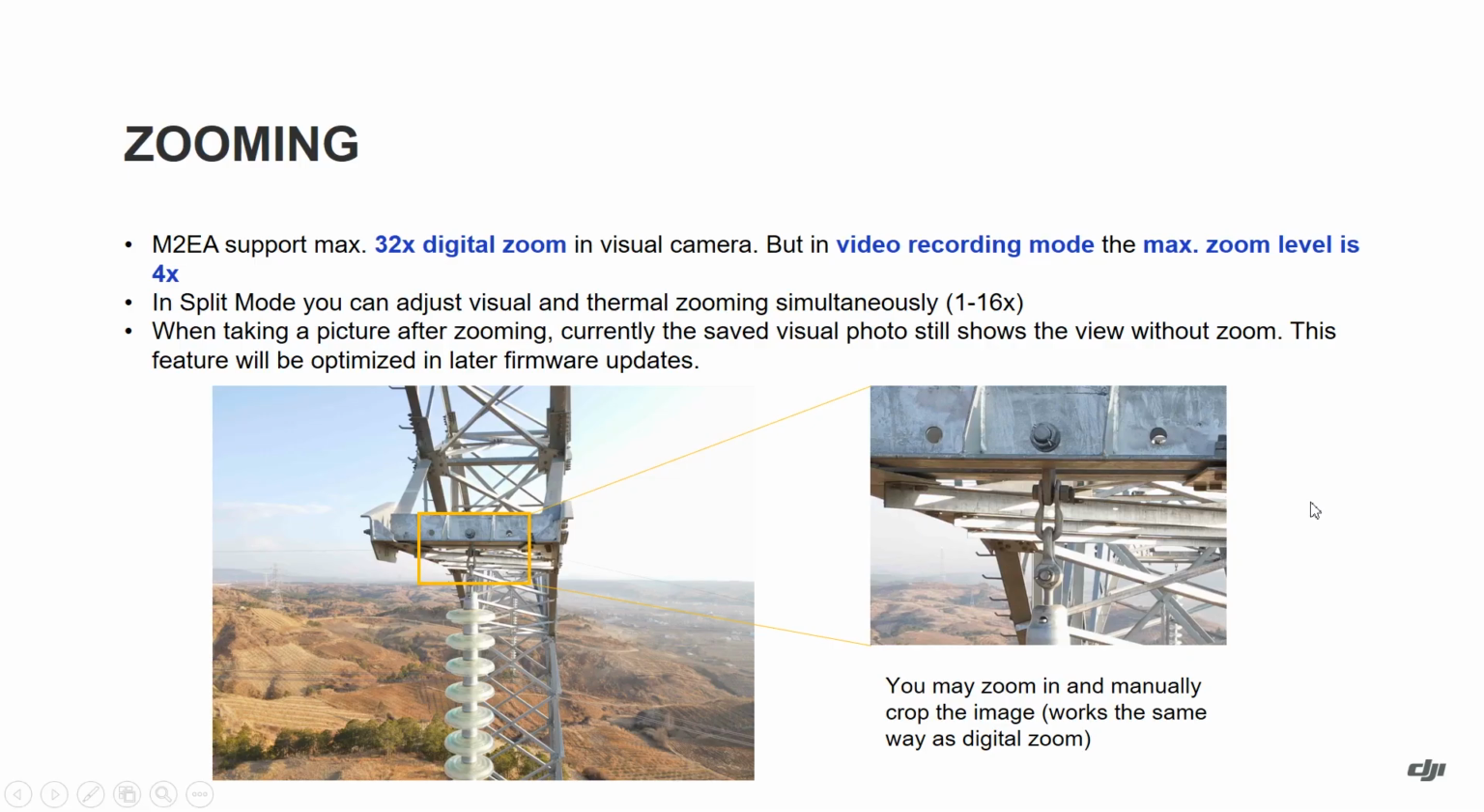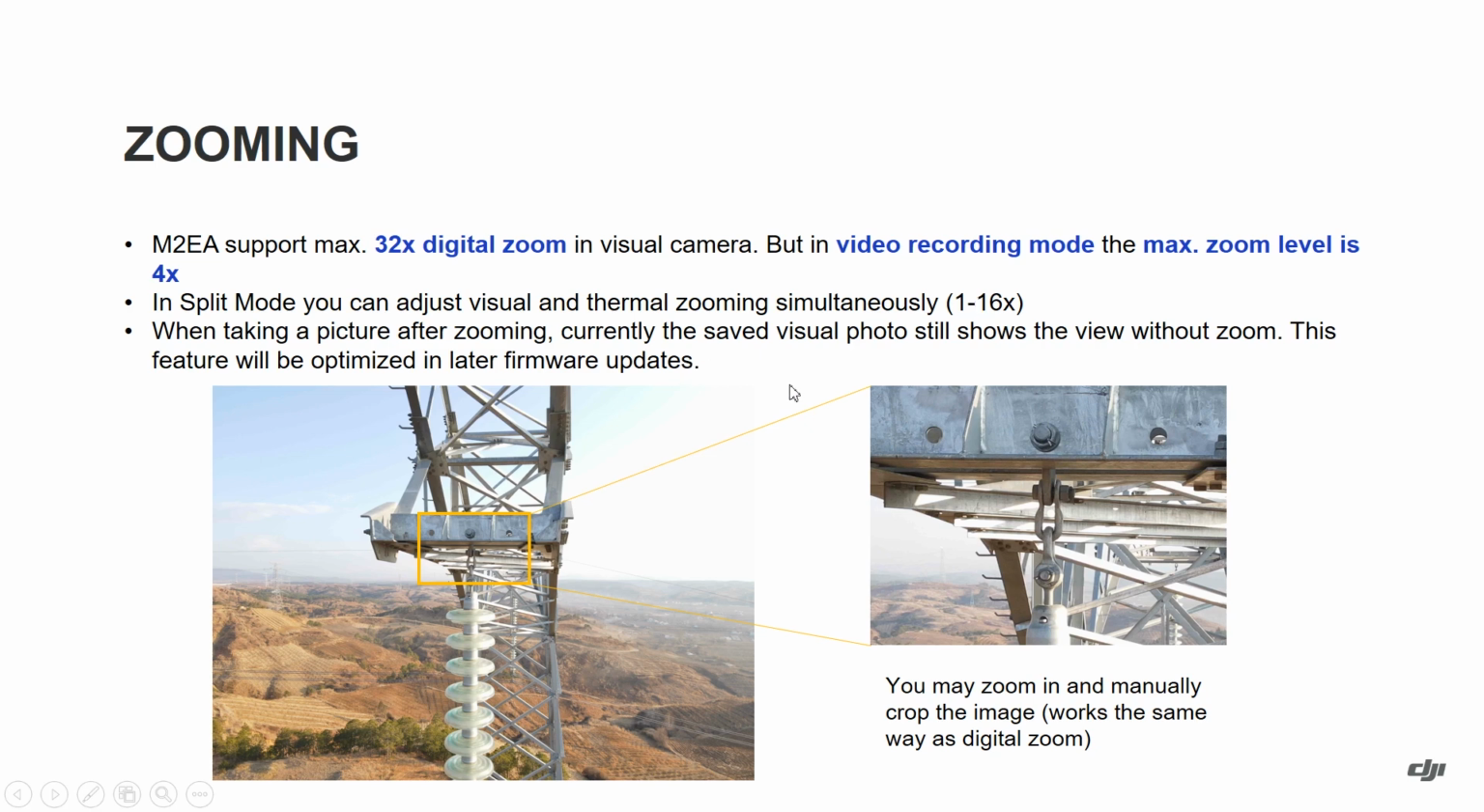Next, let's talk about the zooming function. Although the M2EA supports a maximum of 32 times digital zoom in the visual camera, in video recording mode the maximum zoom level is 4 times. So if you want to go beyond 4 times, please switch to the photo mode first. And the second point you need to notice is that in split mode, you can adjust visual and thermal zooming simultaneously, but that is from 1 to 16 times.